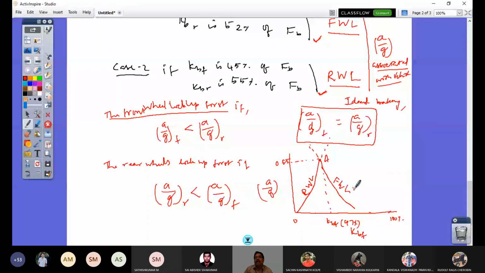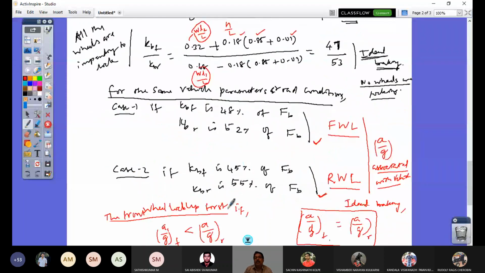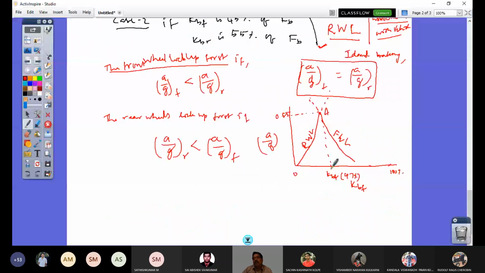So now we look at again until your answers are correct. If it is 48%, you said front wheel lock. So 48% is on this side. So it is going to intersect this line. So front wheel lock is correct. And 45%, second case, is on this side. So that's going to be intersecting this before this line. That's why rear wheel lock.